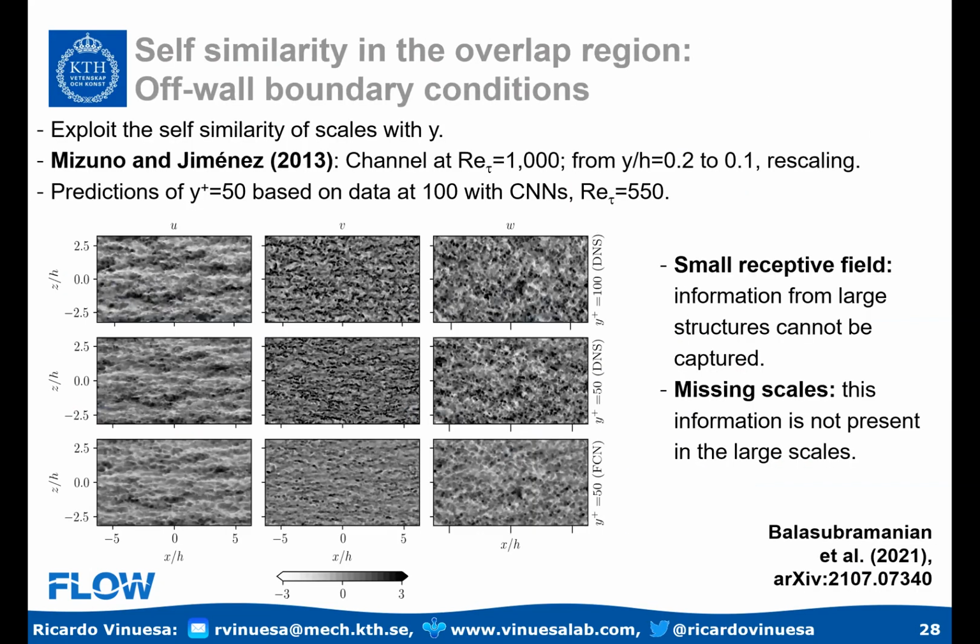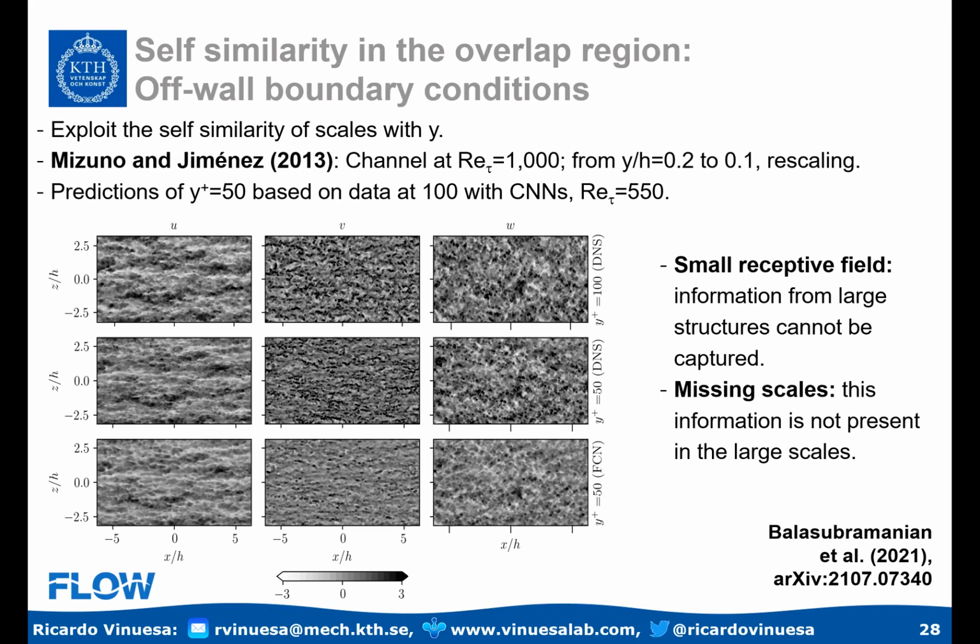And the idea follows a little bit what Mizuno and Jimenez did 9 years ago. They took a channel at Tau 1000, and then they looked at the overlap layer. And of course, there you have self-similarity of the scales. So they took the plane at y over h 0.2, rescaled it with a difference in y, and put it as a boundary condition at y over h 0.1. Well, that's a bit of an assumption on the possibility to rescale that plane.